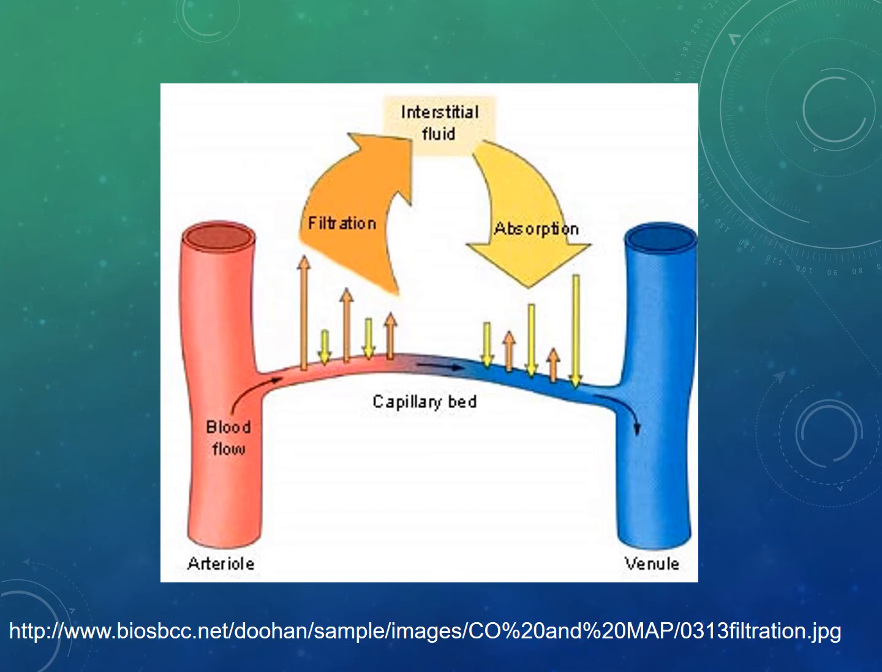We're going to talk about why those arrows are so big going out on the arterial end and so big coming back in on the venule end. We're going to talk about what happens to the fluid that doesn't get pulled back in. And we're also going to run through some scenarios of different things that can impact how this works.